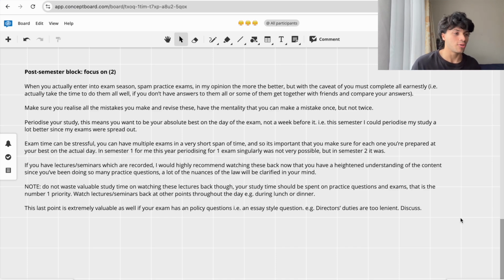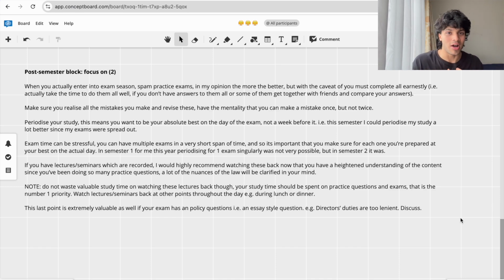So when you enter into exam season, and this is what I would advocate for students whom I privately tutor for law: spam your practice exams. In my opinion, and some people may say you don't need to do practice exams. I remember I had a lecturer say that. They were like, I never did a practice exam. Look, if you never did a practice exam and it works for you, all the power to you, like I said before. But for most people, it makes a massive difference.